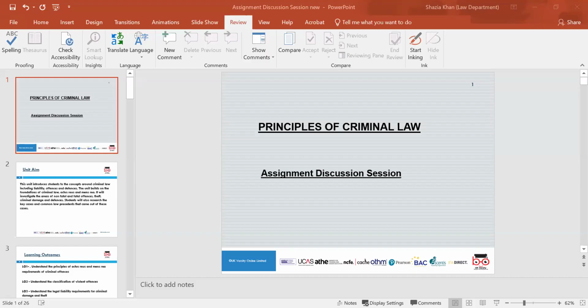We also looked at assault offences, common assault, ABH and GBH. We looked at sexual offences and what that meant and how it was governed under the Sexual Offences Act 2003.